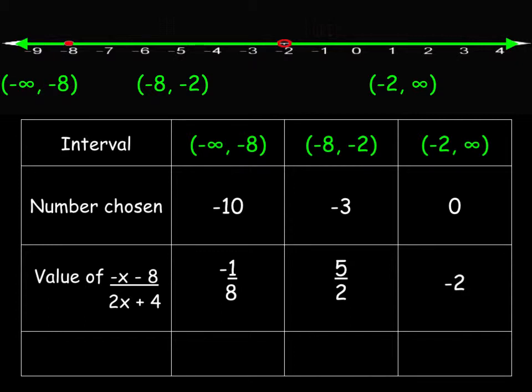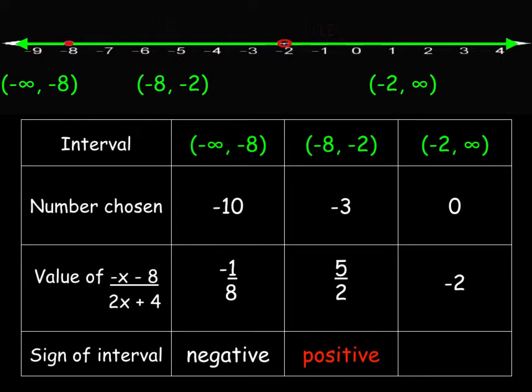What we are interested in is the sign of the interval, and so whatever the sign turns out at the test point, that is the sign of the rational expression on the entire interval. It's negative on the leftmost interval, but in the middle interval, the rational expression is positive. So that's part of our solution, and it becomes red. The third one, the rightmost interval, is negative.